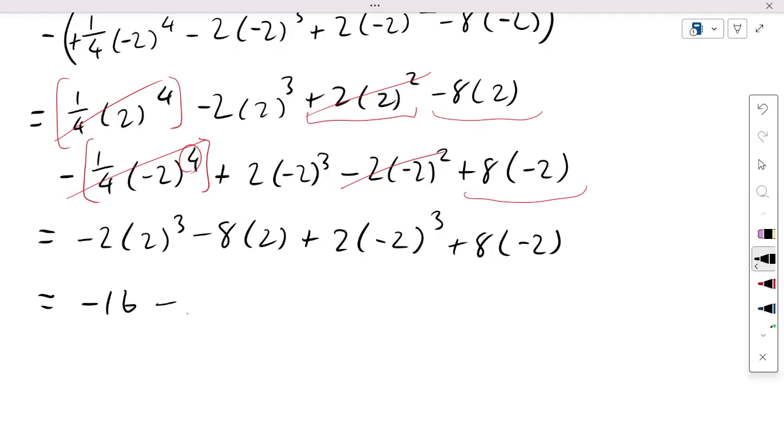Negative 8 times 2 is negative 16, plus 2 times negative 2 to the power of 3. Negative 2 to the power of 3 is just equal to negative 8, and negative 8 times 2 is equal to negative 16. And then 8 times negative 2 is equal to negative 16. So therefore the answer here is negative 64. And that is the answer, negative 64. Let's move on to another one, but we're going to make it a little bit more spicy.